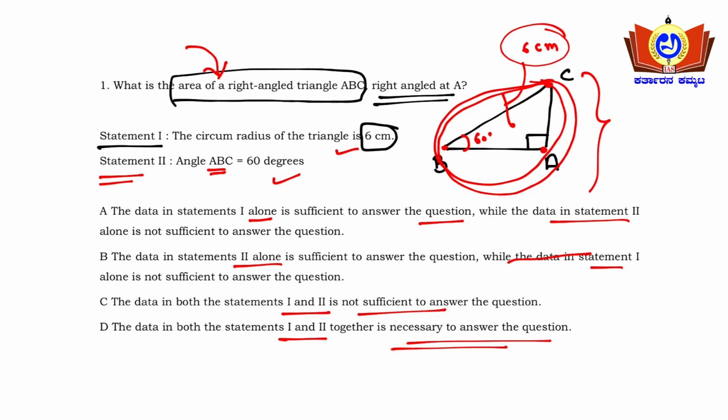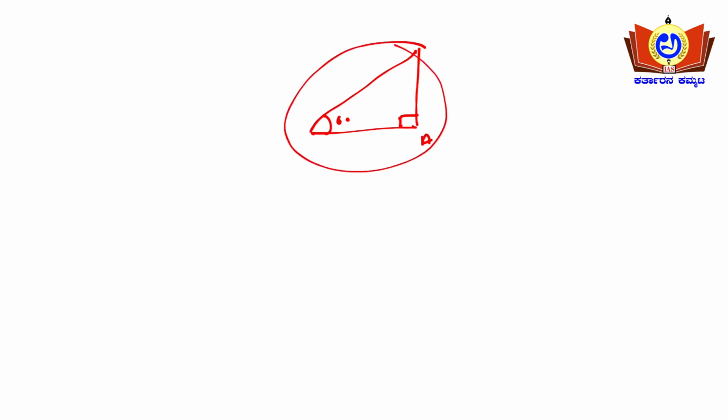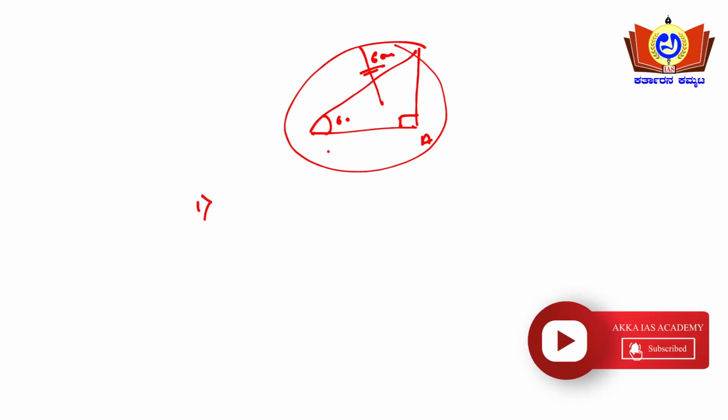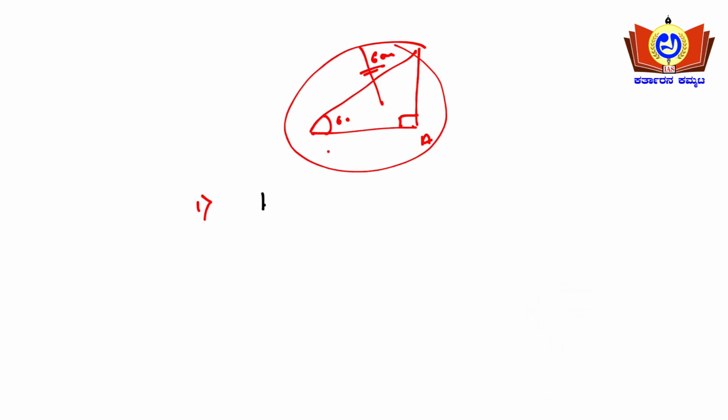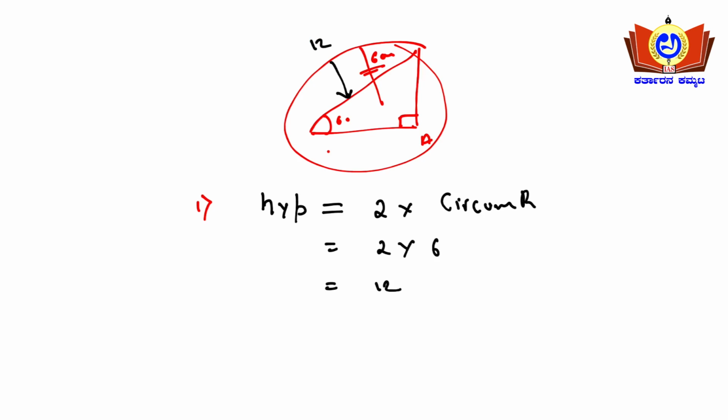See here friends, in the next page I'll be solving this question. There is a triangle right angled at A. This is 60 degree and circumradius is 6 centimeter, and they are asking to find the area of the triangle. We need to find whether only statement 1 is sufficient, or both statements are sufficient, or statement 2 alone is sufficient, or neither statement 1 nor 2 is sufficient. The first statement tells that circumradius is 6 centimeter. So we know that hypotenuse will be equal to 2 into circumradius, that is 2 into 6 centimeter. So hypotenuse will be 12 here. We need to find the area of the triangle.